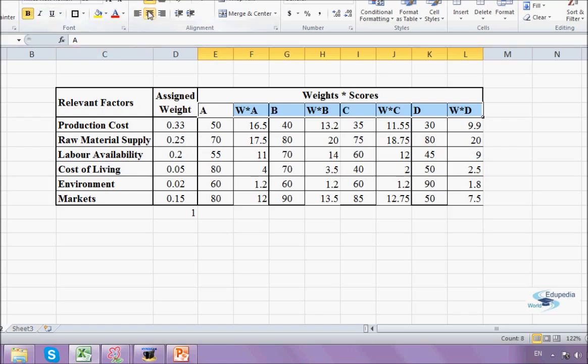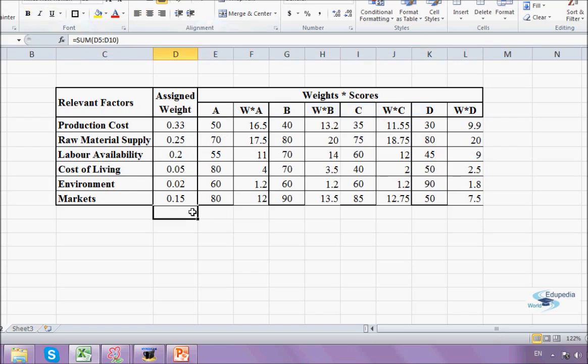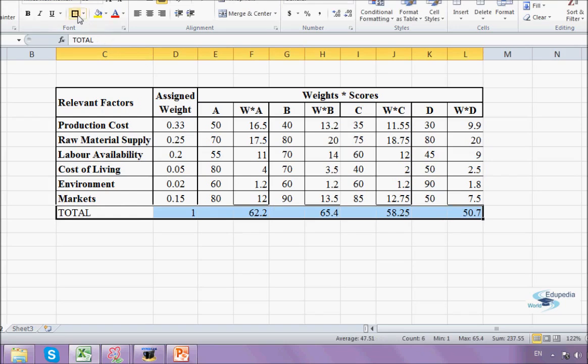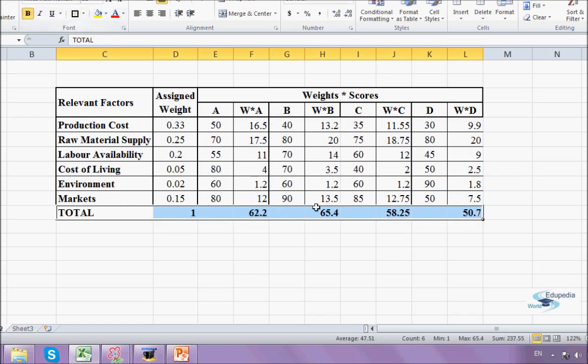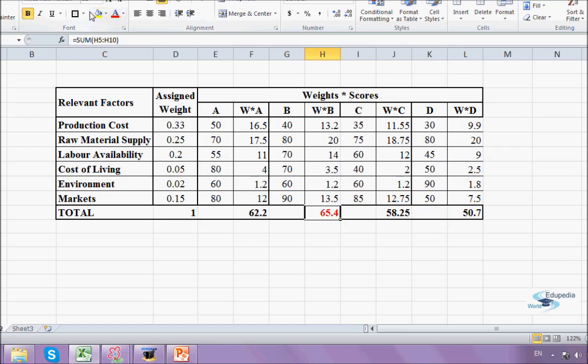Let's find the sum of these. We already have the formula here, let's use that. We have the sums for A, B, C and D. Okay, so now which of these is the best location? Exactly, it is B. Why? Because B gives us a higher value of the sum of the product, and therefore B is supposedly the best location out of these 4.